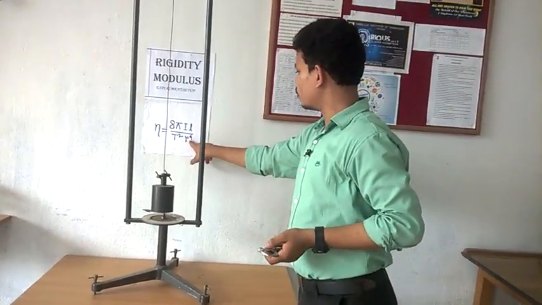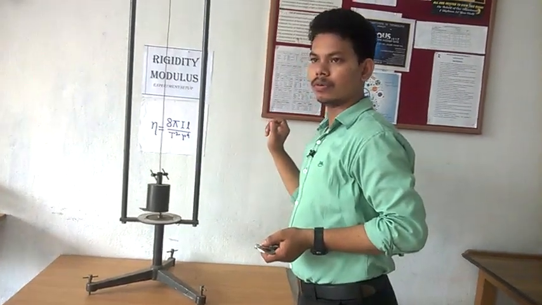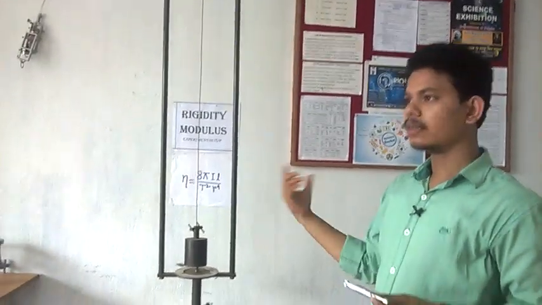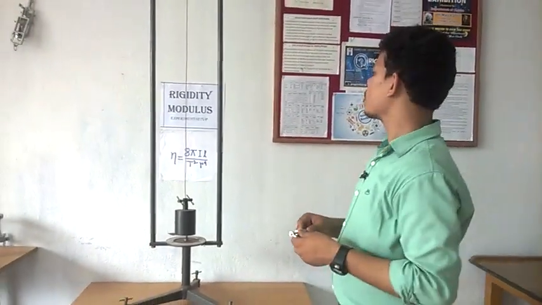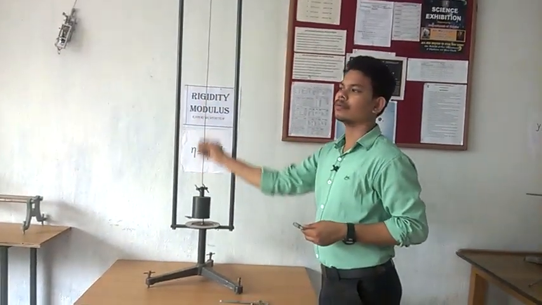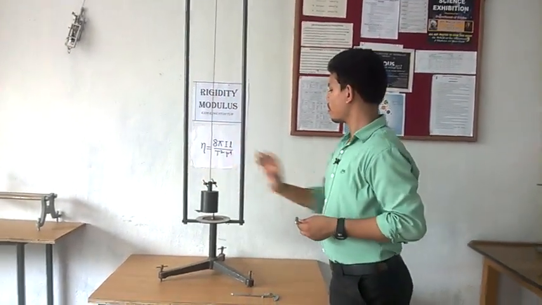So in our equation we know that r has a power 4. So obviously if we make an error x in measurement of r, then the total error should be 4x. So be careful and take the reading several times, that is 10 times or 8 times at least.